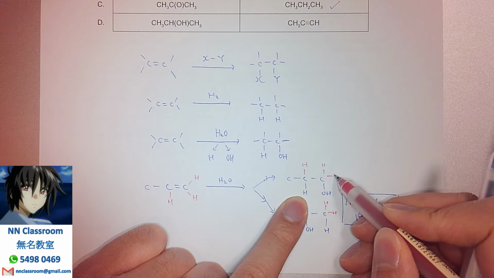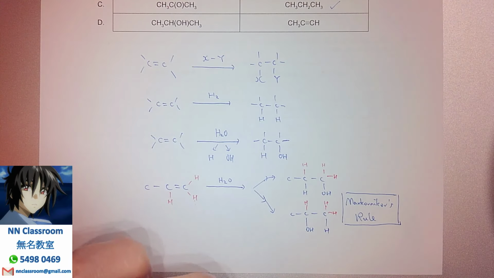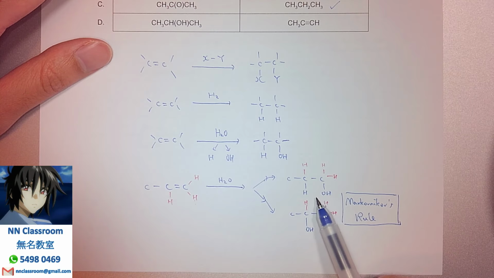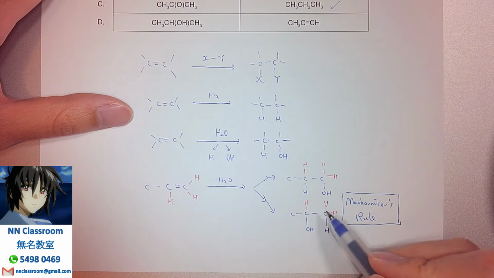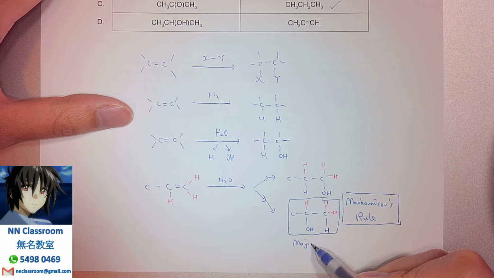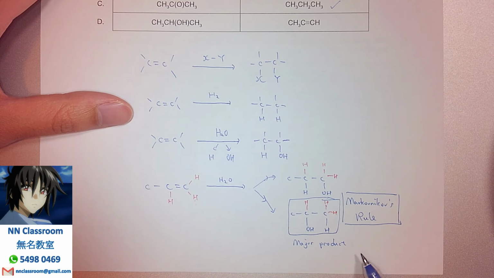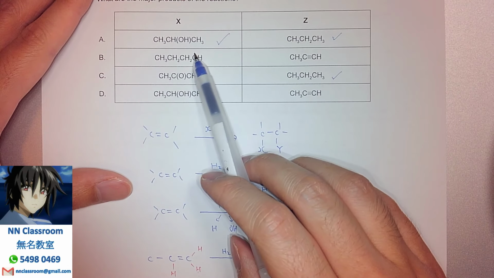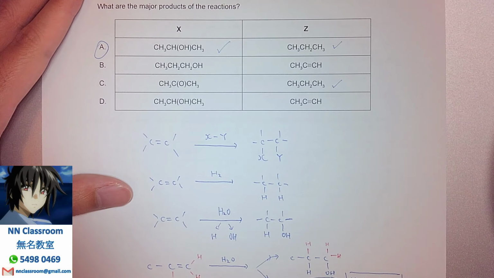If I just point out the pre-existing hydrogen using red color and the newly added part using blue color, you can see this will be the major product, following Markovnikov's rule. So that's why propan-2-ol will be my major product, matching with my choice A. So obviously the answer is going to be A.